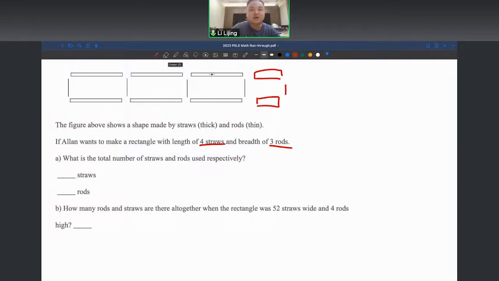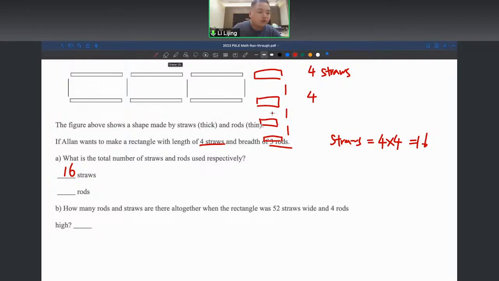Okay, 4 straw, 1, 2, 3, 4. Okay, then 3 rod. Then you need to add 2 more. Okay, if you see every row, every time I have 4 straws here. Okay, if you want to have a breadth of 3 rods, you total have 1, 2, 3, 4 levels. So for straw is 4 times 4, 16. 16 straw.